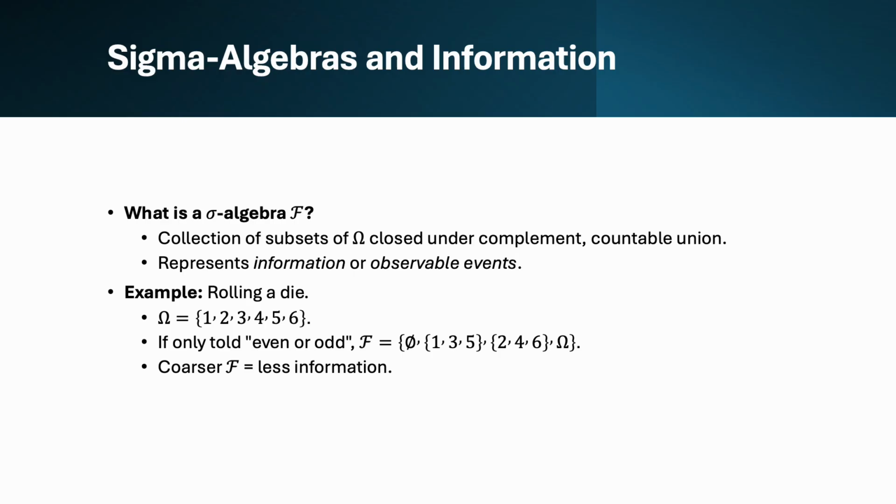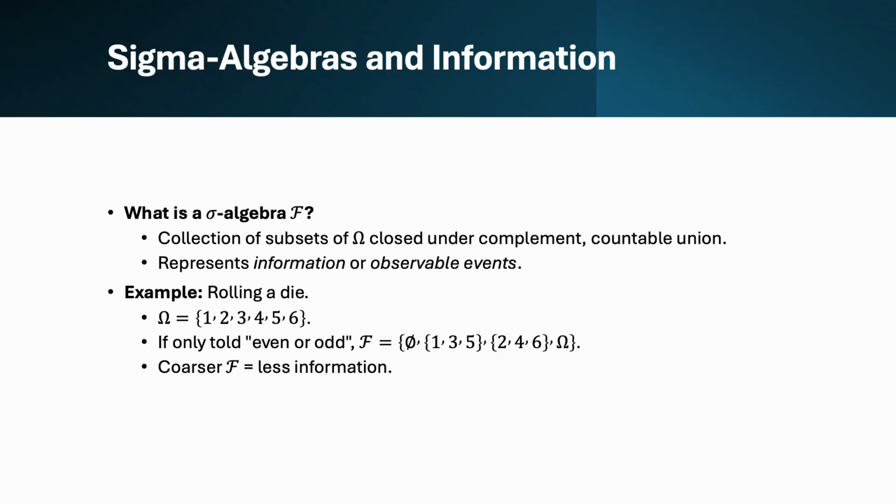Rolling a die: 1, 2, 3, 4, 5, 6. If we are only told even or odd, the observable events become the null set, {1, 3, 5}, {2, 4, 6}, or the whole set. The coarser the F, the less information.